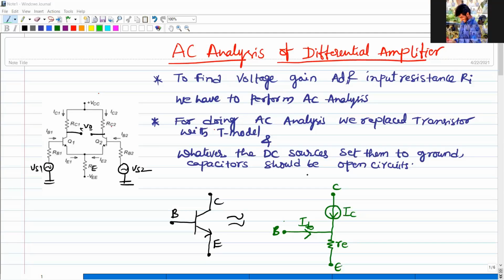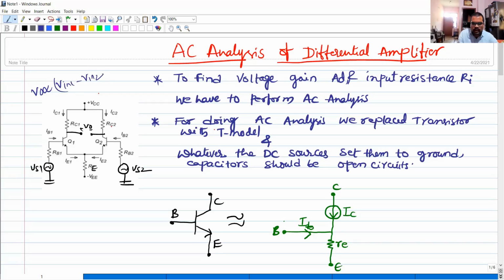Okay. Now see here some important points I have written here. Heading is AC analysis of the differential amplifier. The first point is, this is our differential amplifier. It consists of two transistors, and here we are applying two input voltages and we are calculating the output voltage V0. V0 is proportional to the difference of two input voltages, that is Vs1 minus Vs2.